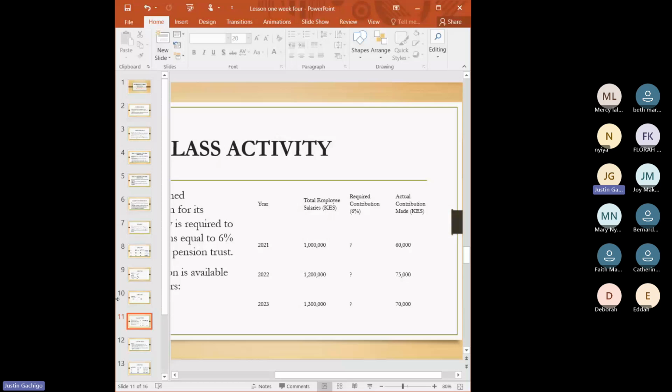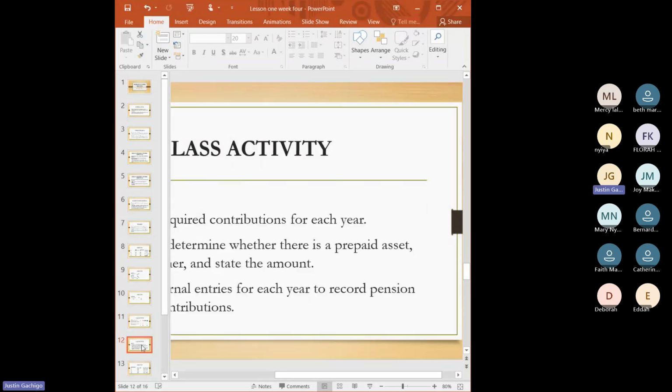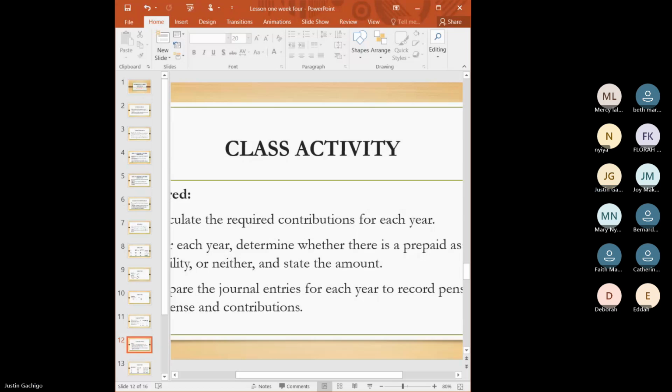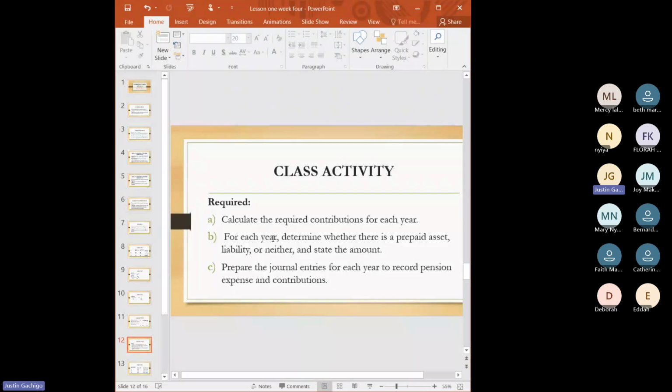Correct. And that is the only question that you are going to get in the exam as far as this topic is concerned. The question will be in this fashion: create the required contribution for each year. That one you have done. For each year, determine whether there is a prepaid asset, liability, or neither, and state the amount. That one we have done. And prepare the journal entry for each year to record pension expense and contribution. So we have done the three. So the exam will come in this fashion. Anyone with a question on that? Either you came in late or there's something that you have missed, so that I can repeat. Anyone?